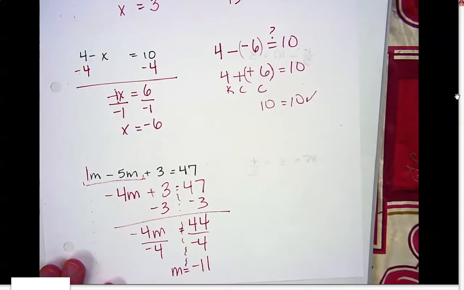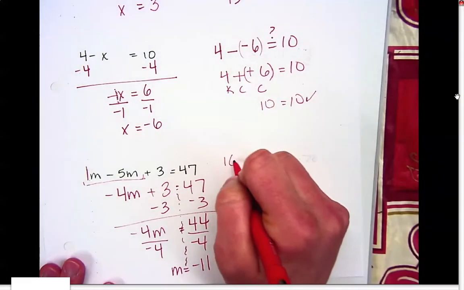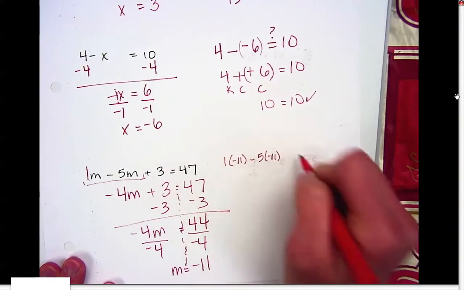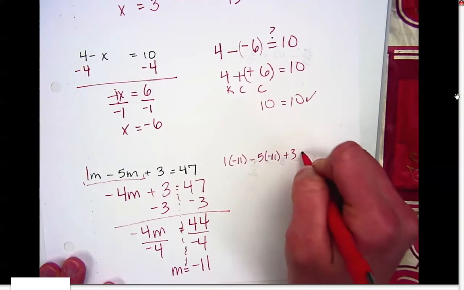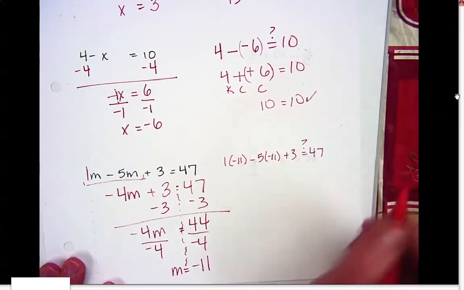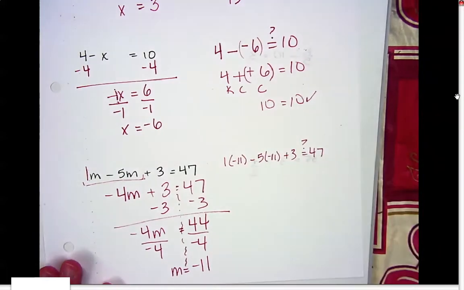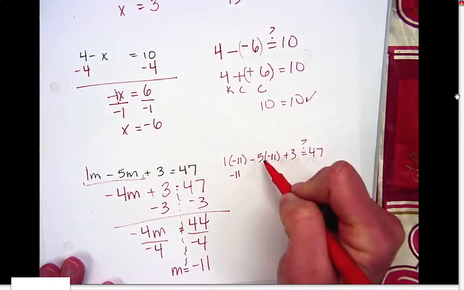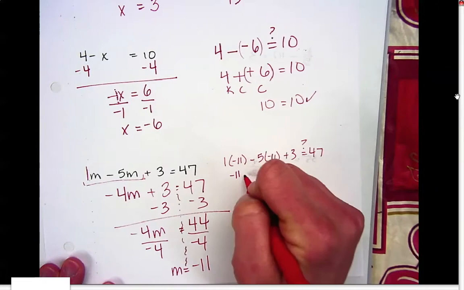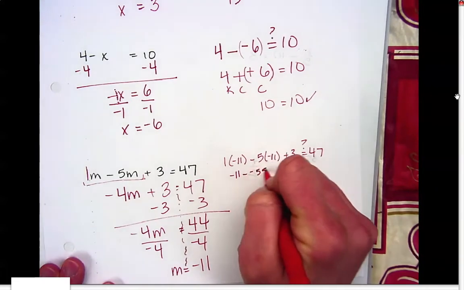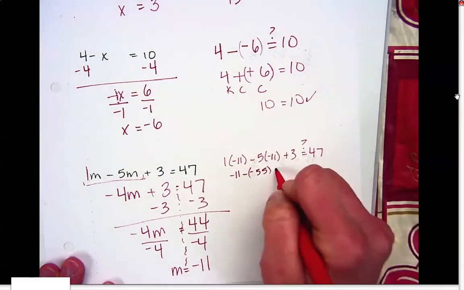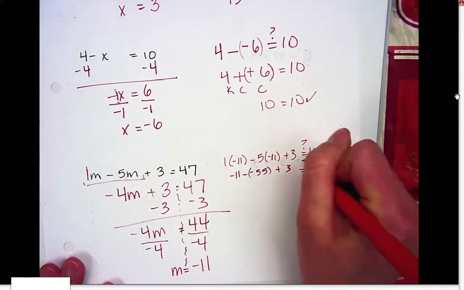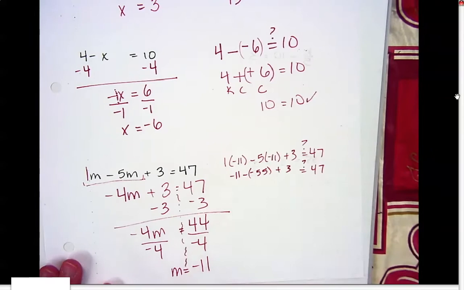Well, now I need to check that. So I have 1 times negative 11 minus 5 times negative 11 plus 3, and I want to know, does that equal 47? All right, well, this one's a little more complicated than the others. Well, this gives me negative 11. 5 and negative 11 give me, so minus negative 55, I'm going to put those parentheses in, plus 3. And we're checking on 47. Okay, well, that's a little complicated.